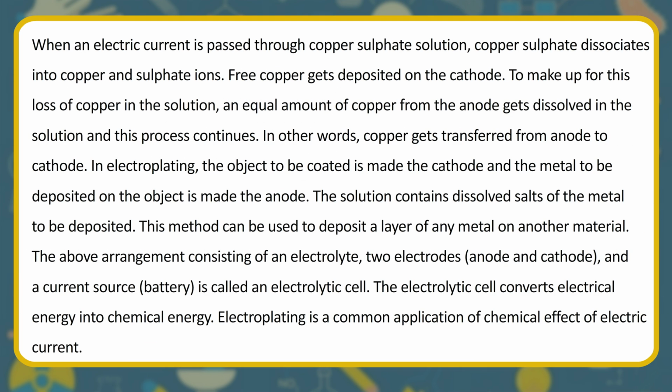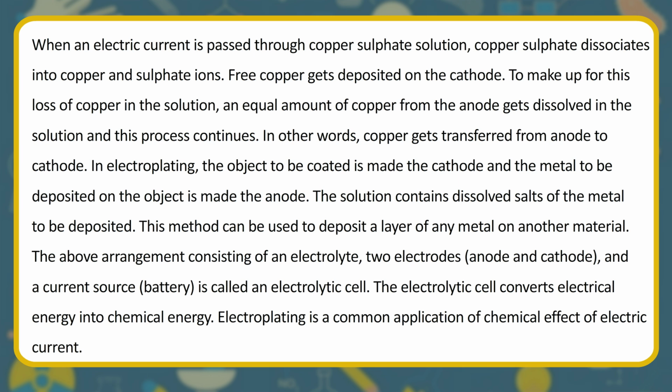When an electric current is passed through copper sulfate solution, copper sulfate dissociates into copper and sulfate ions. Free copper gets deposited on the cathode. To make up for this loss of copper in the solution, an equal amount of copper from the anode gets dissolved in the solution and this process continues. In other words, copper gets transferred from anode to cathode.